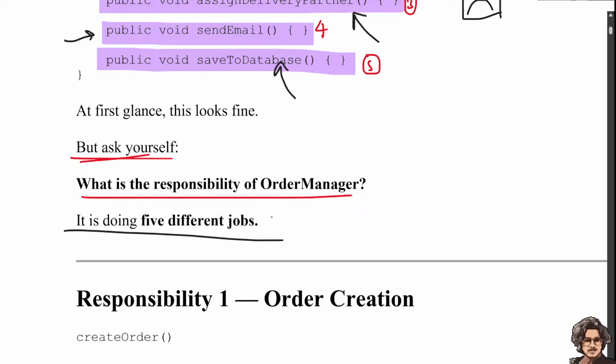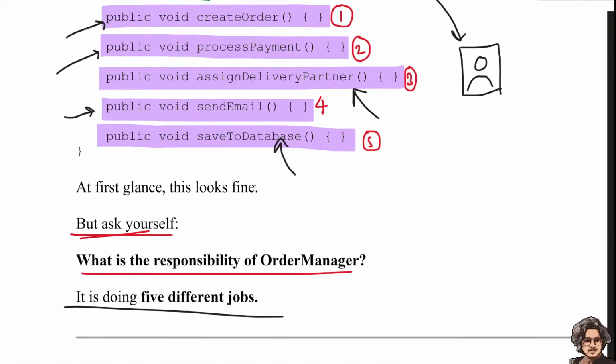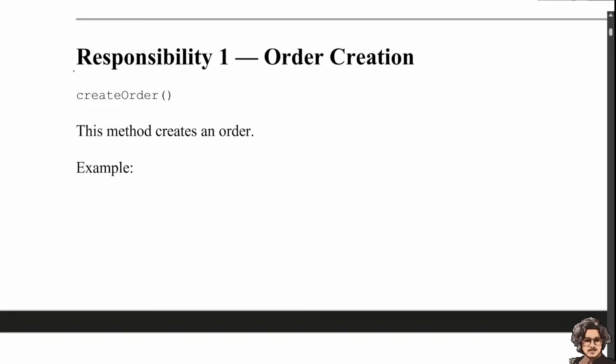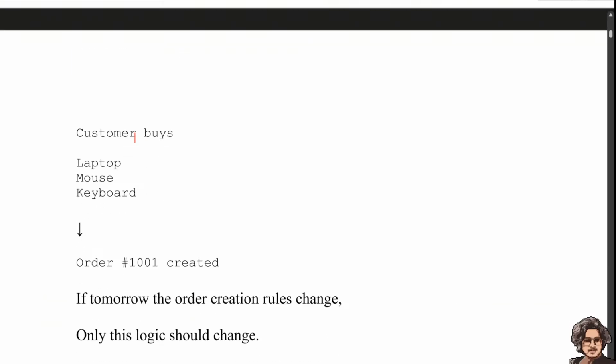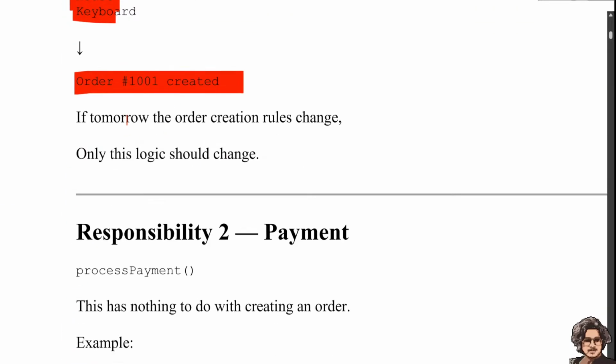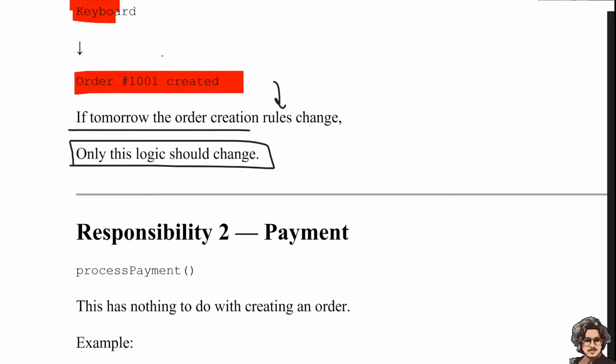Okay. So this makes us think that we have to make a class do one responsible task. The responsibility one is order creation. So we are seeing that it creates the order. This method creates an order. For example, a customer buys a laptop, mouse or keyboard, and the order is created. So we have an order creator. Tomorrow, if the order creation rules change, only that logic should change. Okay, so only the logic should be changed, not the whole classes.